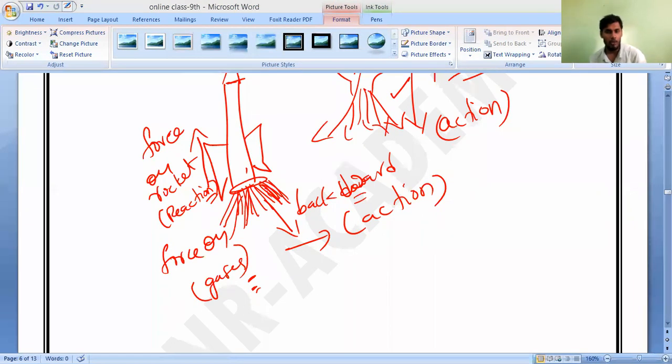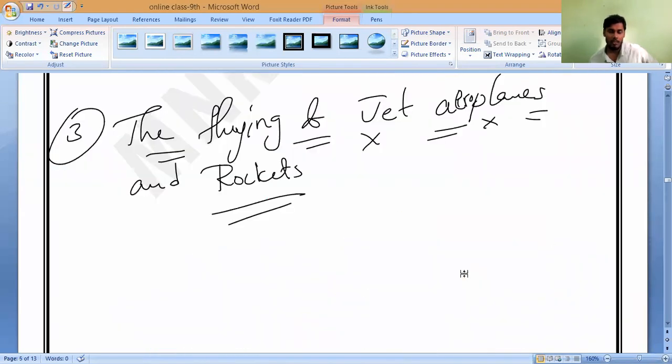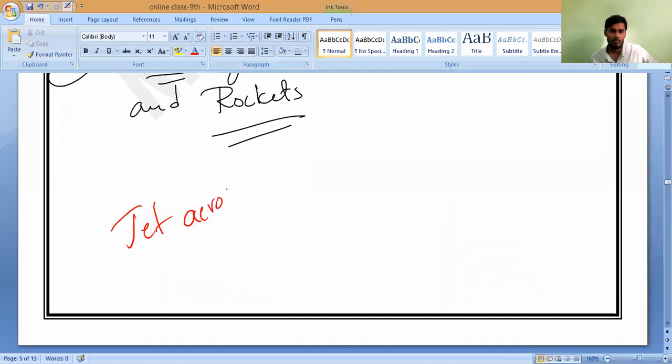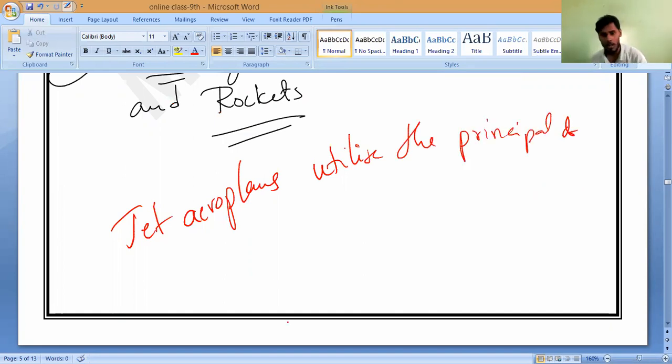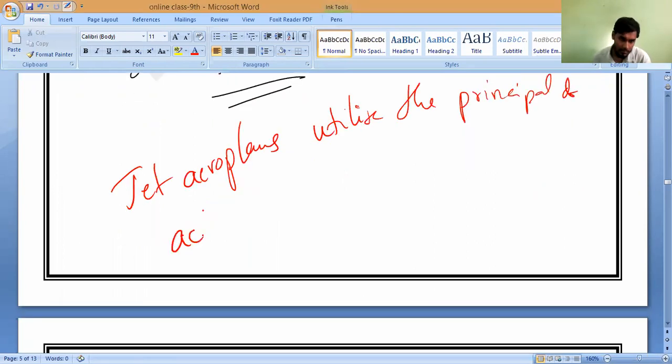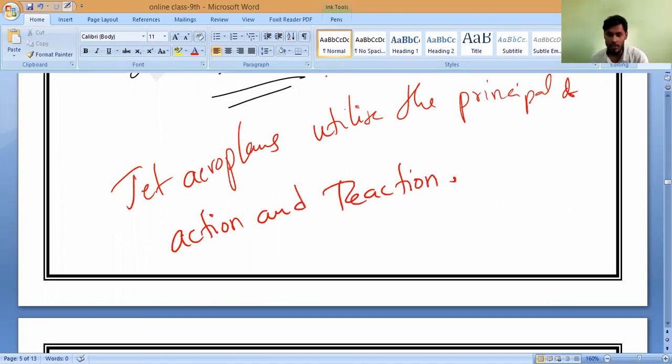So all of you should write it. At the bottom, write: jet aeroplanes utilize the principle of action and reaction. Jet aeroplanes utilize the principle of what? The principle of action is equal to minus reaction. The principle of action and reaction.